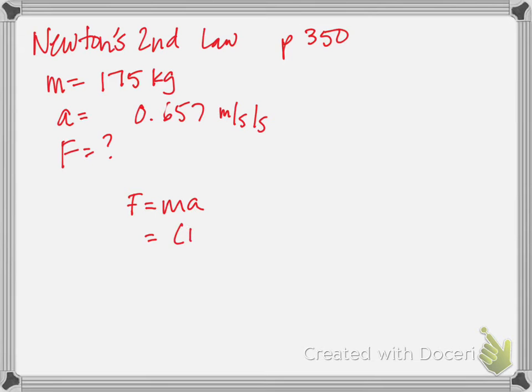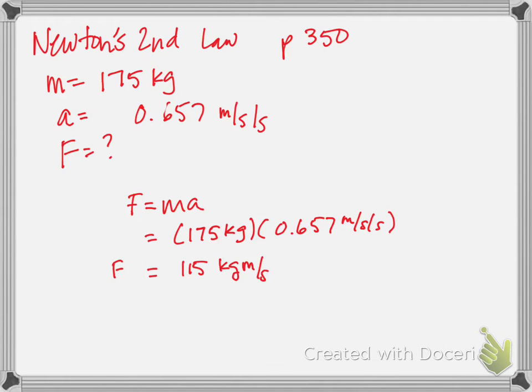Okay, the mass goes here, 175 kilograms. Remember, kilogram is the SI unit for mass, so we don't need to convert that. It's totally fine. If you're given the mass in grams, you do need to divide by 1,000 to get kilograms. Our acceleration is 0.657 meters per second squared. And then when we multiply those together, we get the force is equal to 115 kilograms meters per second squared.